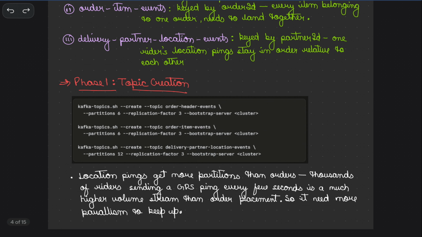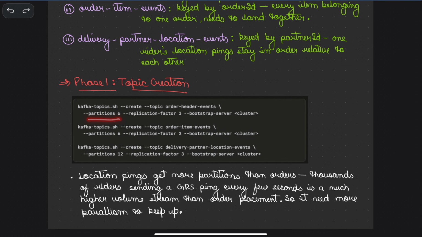Now let's see phase 1, the topic creation. We'll be creating 3 topics. First one is the order header events, second one is the order item events, third one is the delivery partner location events. Along with the topic, we are specifying the bootstrap server, which I have already explained, the cluster, which I have already explained, and the replication factor, which I'll be explaining soon. So just wait. I have already given a glimpse in the first video.